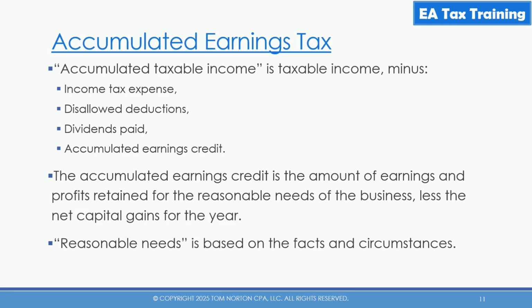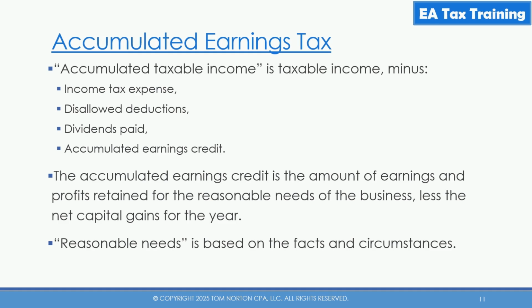Similarly, any dividends that you did pay, you get to deduct those, even though dividends are not tax deductible. Same idea. It's like a disallowed deduction. You get to deduct it. And then finally, something called the accumulated earnings credit. So those first items, the income tax expense and other disallowed deductions and the dividends paid, those are pretty black and white. You can figure out what those are. The accumulated earnings credit is not so black and white.